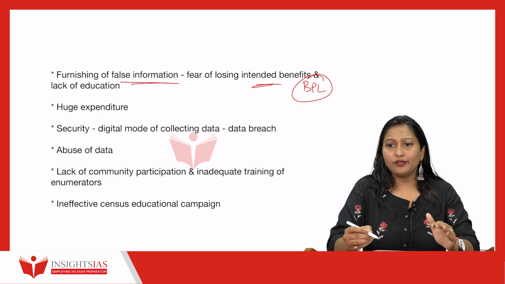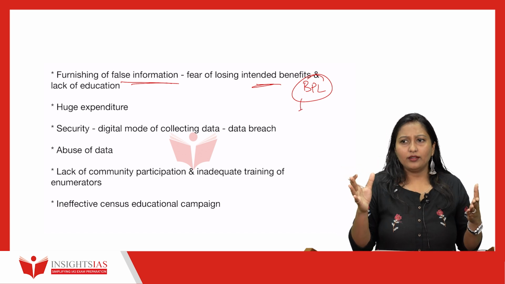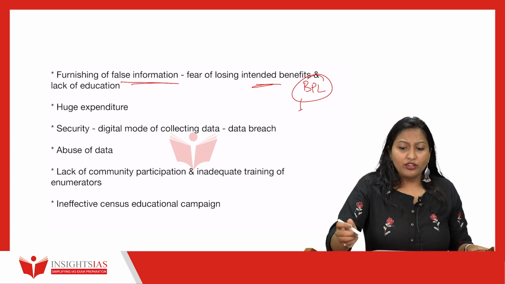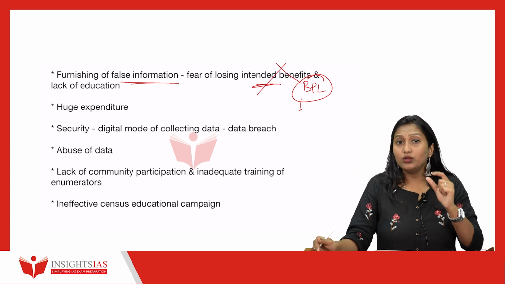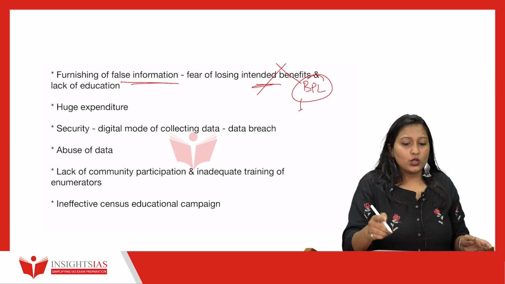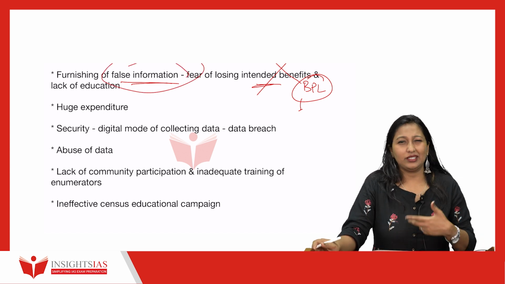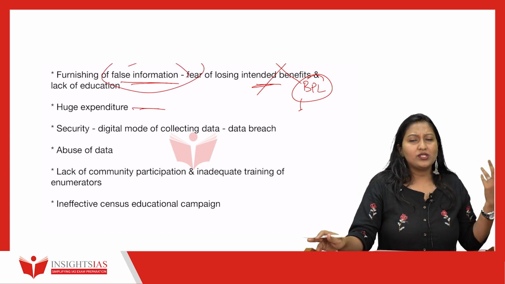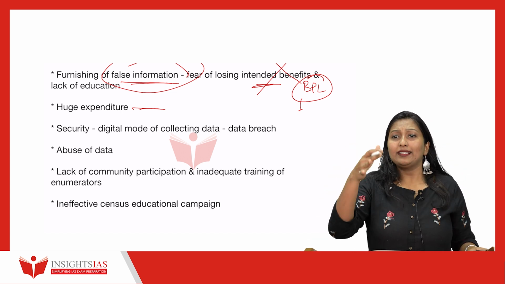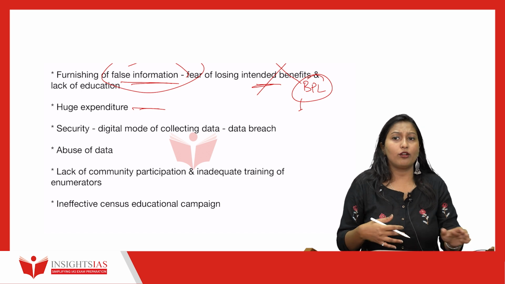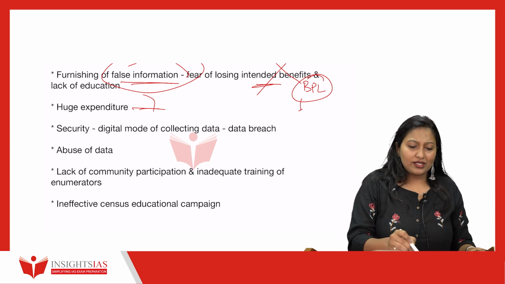Suppose you're performing well, your class has improved with time. If you tell that your class has improved, then you may lose out all the benefits. So the fear of losing benefits may make you give false information. This is one problem. Next, it is huge expenditure, because literally you have to go door to door and collect all the information. So it requires a lot of manpower and so on.